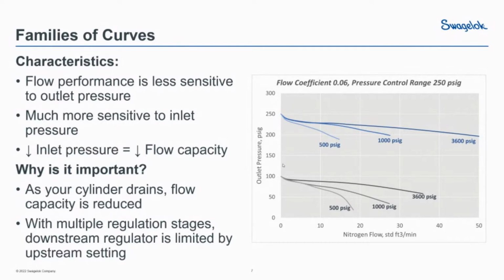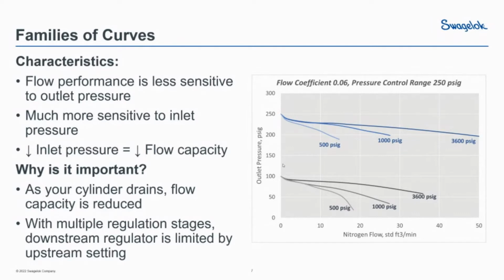So one of the things that I want to point out is that the change in the flow capacity, in other words, the reach in the horizontal direction of these flow curves, is very sensitive to that inlet pressure. As your inlet pressure goes down, your flow capacity also goes down. It's a lot less sensitive to your outlet pressure setting. You'll notice the top curves and the bottom curves share approximately the same sort of length and flatness.